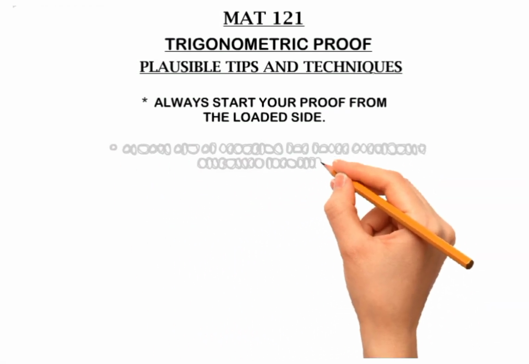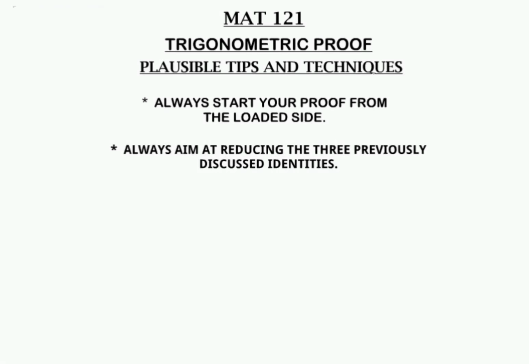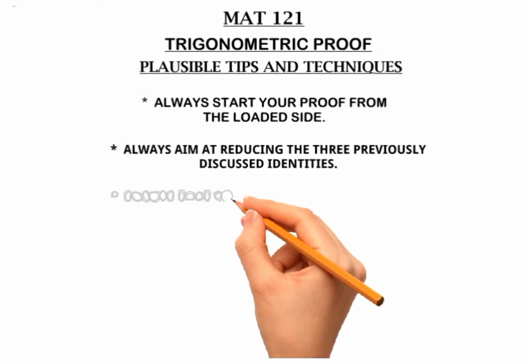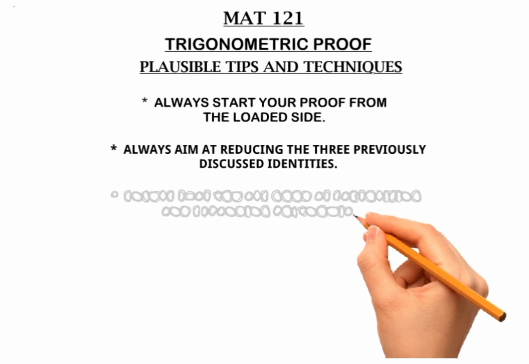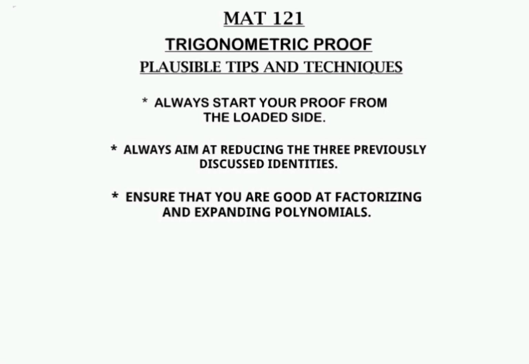Number 2, always aim at reducing to the three aforementioned identities. In the process of simplification, aim at factoring out any of the identities if possible. This will help in reducing the complexity of the proof. Number 3, ensure that you are good at factorizing and expanding polynomials. The knowledge of algebra is very important if you really want to do well in this proof.